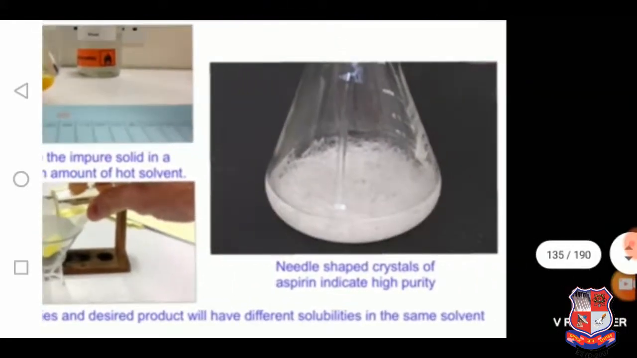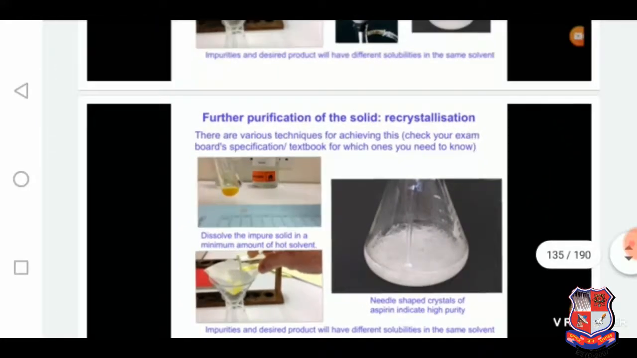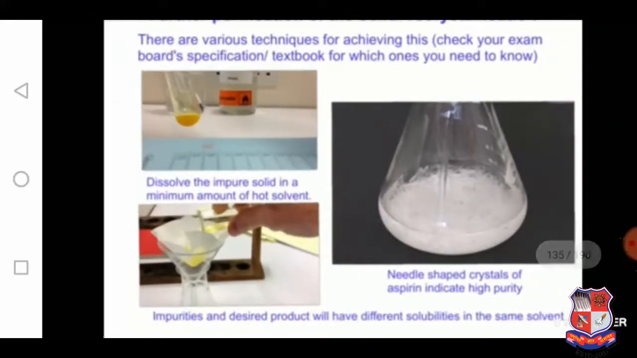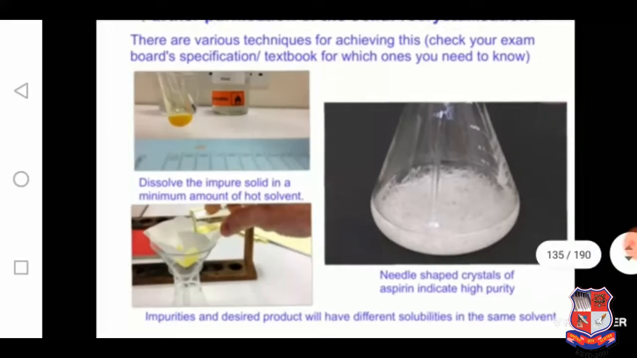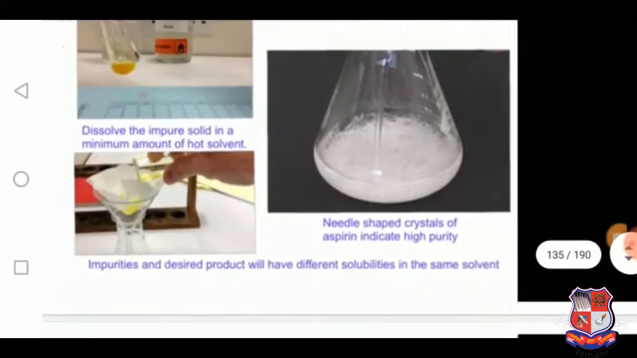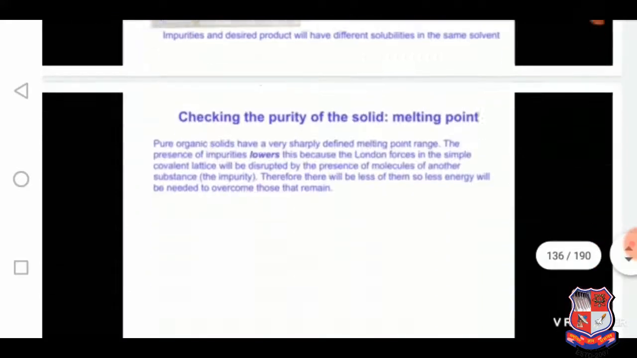Here is how the product looks: needle-shaped aspirin crystals indicate high purity. So if we are getting crystals in the conical flask, then we can say that the product is of high quality.